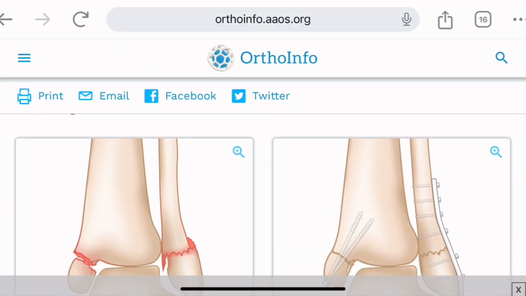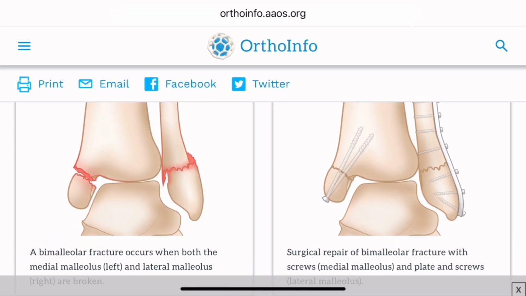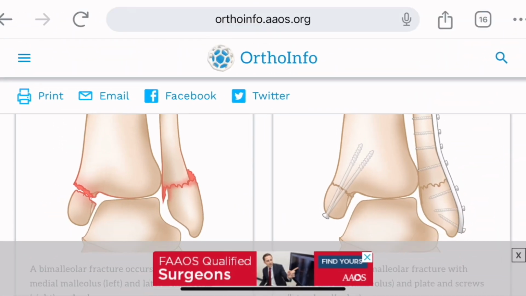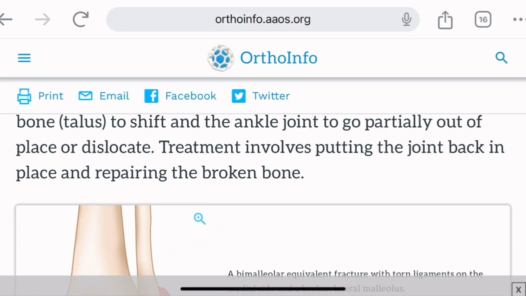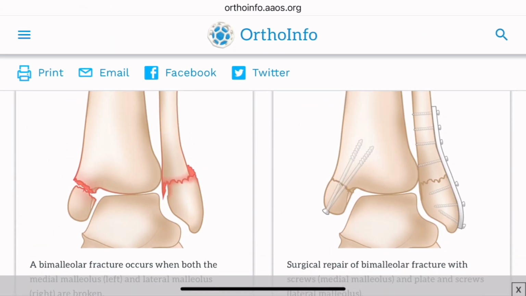So taking a look at some of the classifications of this fracture, you can see how the injury might result in a fracture of the bones, especially the fibula. Remember this little bone here. And then some surgical maintenance might be necessary in order to stabilize that through the use of hardware, which is shown in this picture to the right.